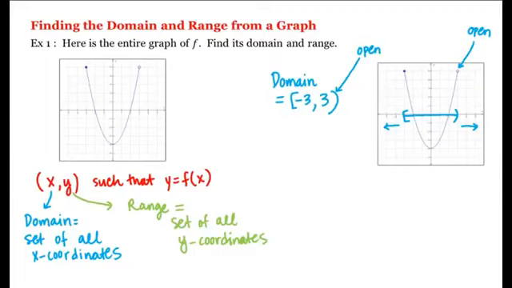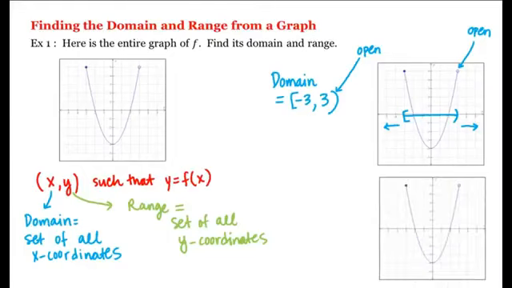What is the set of all possible y-coordinates of points on the graph? Let's look at our graph again. The set of all possible y-coordinates of points on the graph is this interval here. Think of projecting the graph onto the y-axis. So the range then is this interval, -4 up to 5.